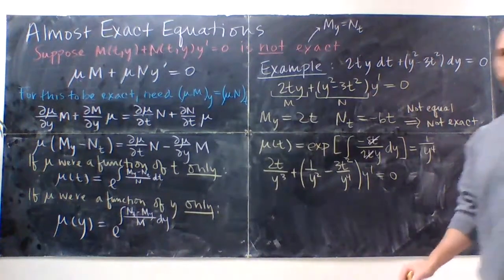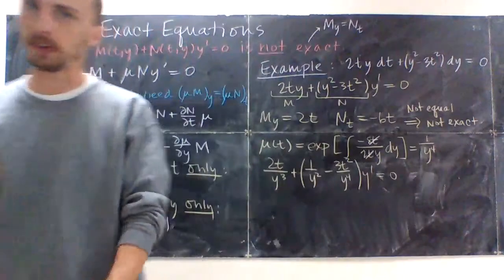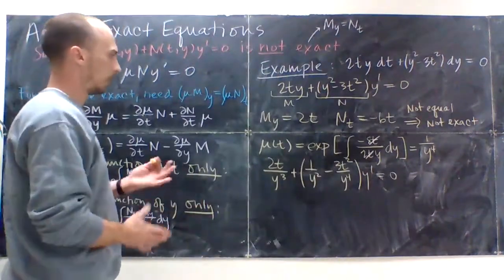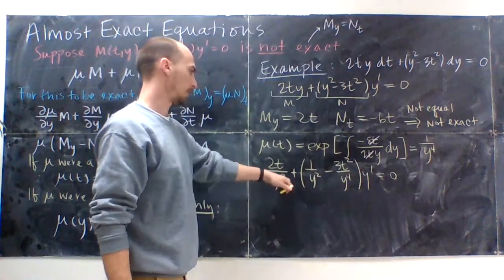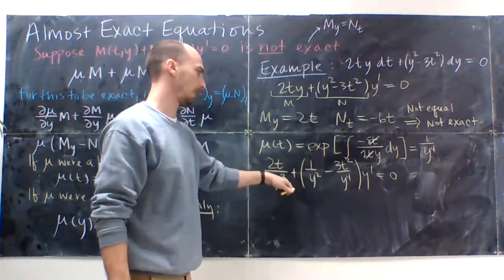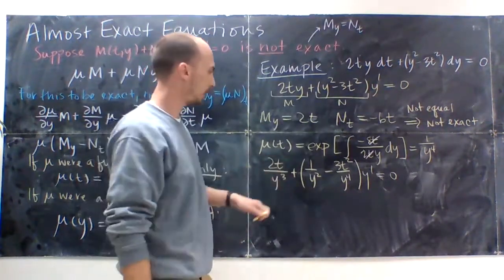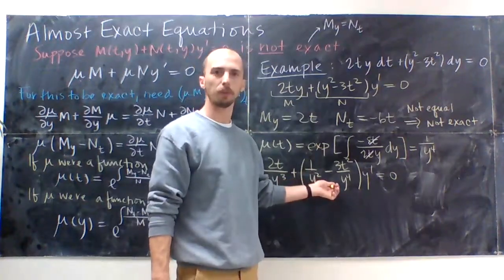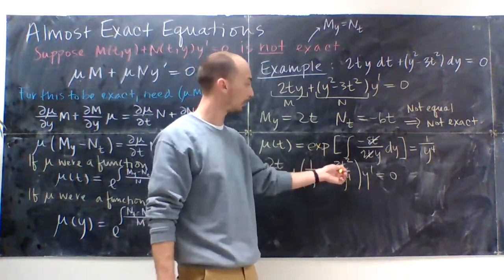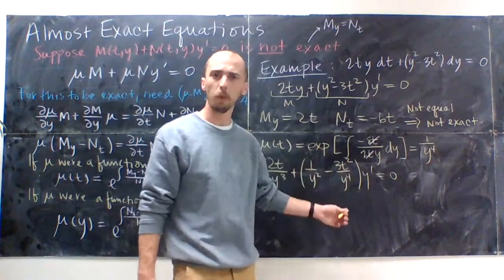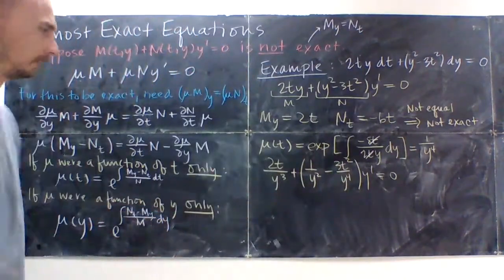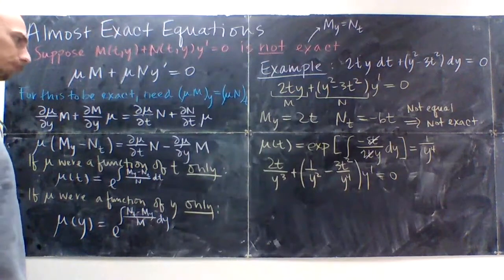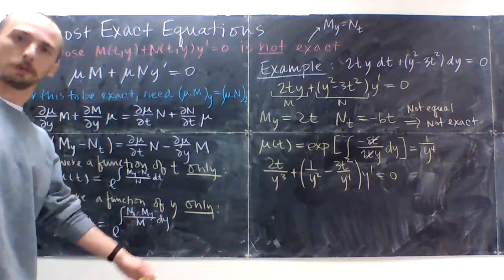Now, just to quickly check to see if this is exact, to make sure I've done this right, I need to take the derivative of this with respect to y. So that would be negative 6t y to the negative 4. And that needs to be the same as what I get over here when I take the derivative with respect to t. And sure enough, I get negative 6t over y to the 4. To me, that's very surprising. It even works. But this equation is now exact.